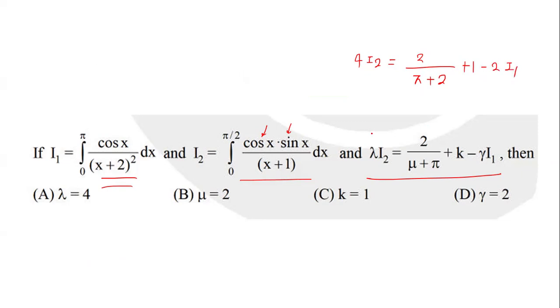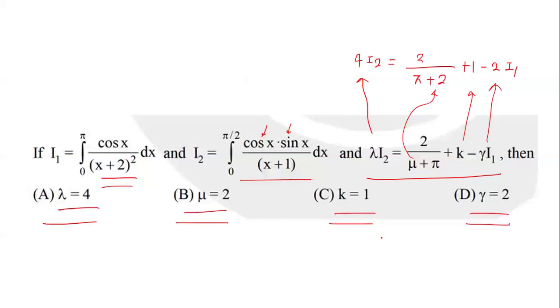So from here you can see that lambda will come 4, this mu will come 2, this k will come 1, and this gamma will come 2. So lambda is 4, mu is 2, k is 1, and gamma is 2. So A, B, C, and D, all four options are correct, and in this way we can solve this problem.